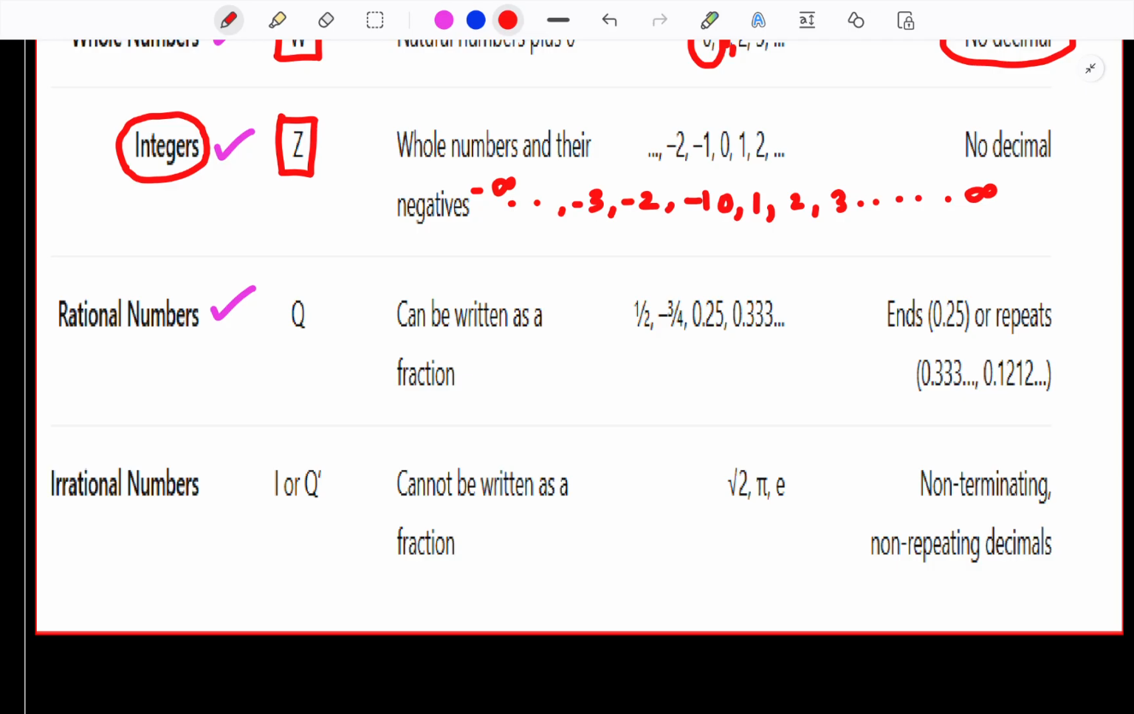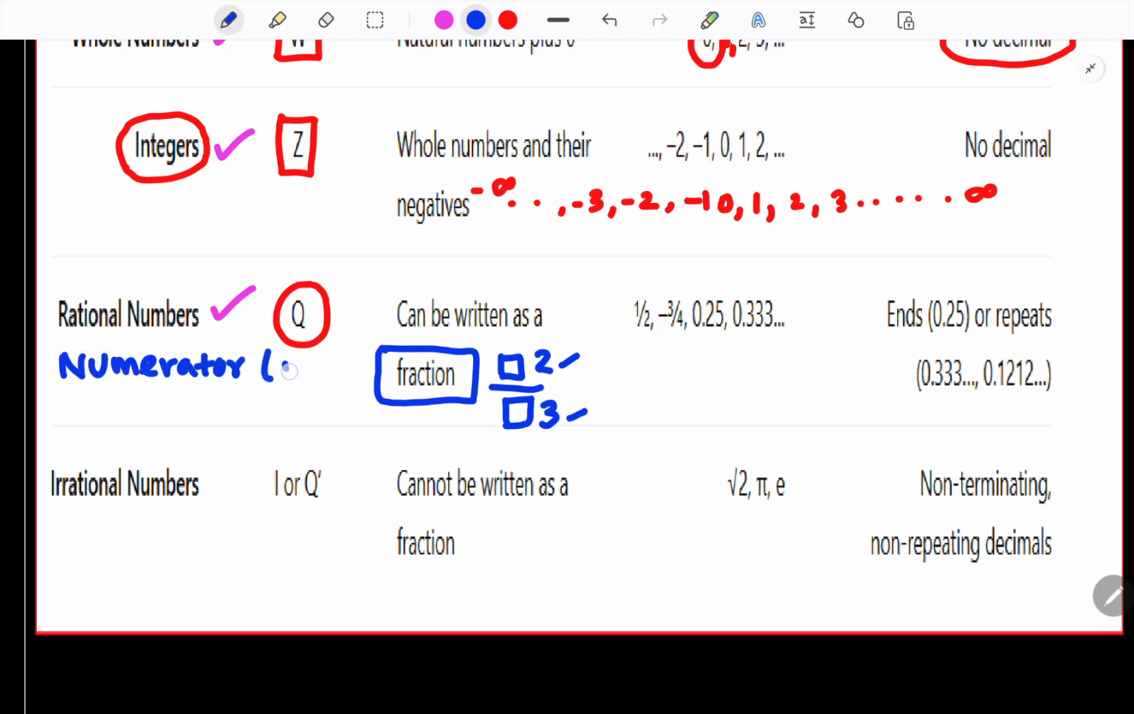The first is rational numbers. What do you mean by rational numbers? Rational numbers are denoted by the letter Q, and they can be written in the form of a fraction. What do you mean by fraction? Look here, this is called a fraction. The top is called the numerator and the bottom is called the denominator. In an easy way we call them up and down, but the correct words are numerator for the up and denominator for the down.